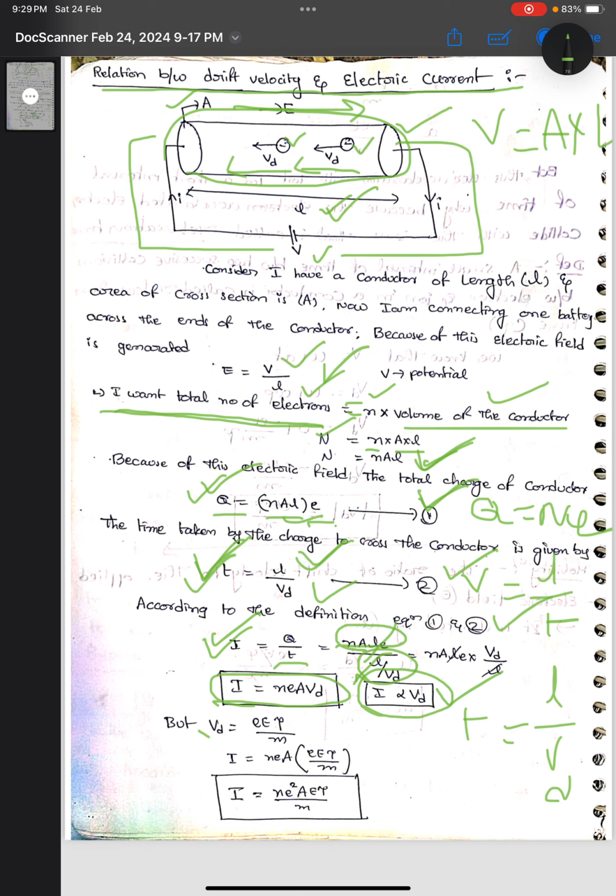And the drift speed formula we know: Vd is equal to small e capital E tau by m. So directly you can substitute here. Therefore, I is equal to nAe into Vd, where Vd is small e capital E tau by m. Finally, you will get the resultant current I is equal to n e squared A E tau by m. So this is the relation between drift velocity and electric current.